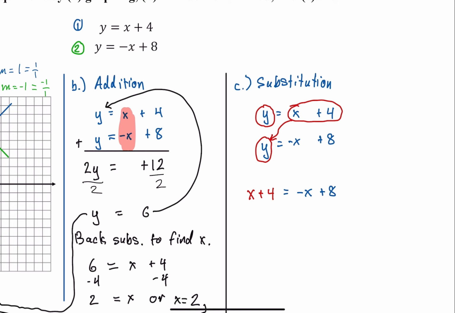And from here, you only have one variable, so you solve it in a similar way to how we did last week. You have some options here. I'm going to add x to both sides. At the same time, I'm going to take away 4 from both sides. So I end up with 2x is equal to 4. Dividing both sides by the 2, I get the same x value that we did in either of the other two methods.